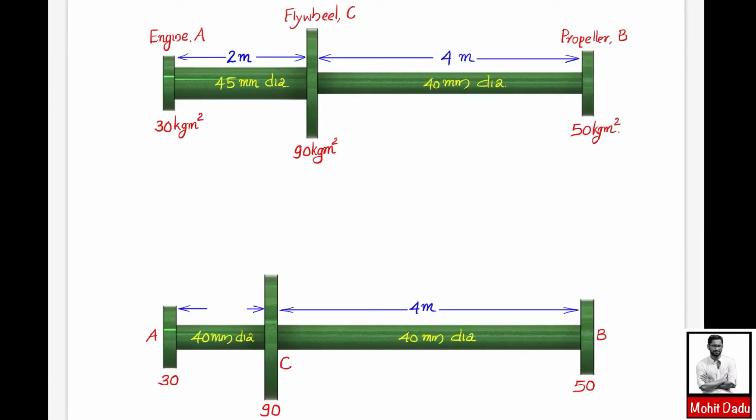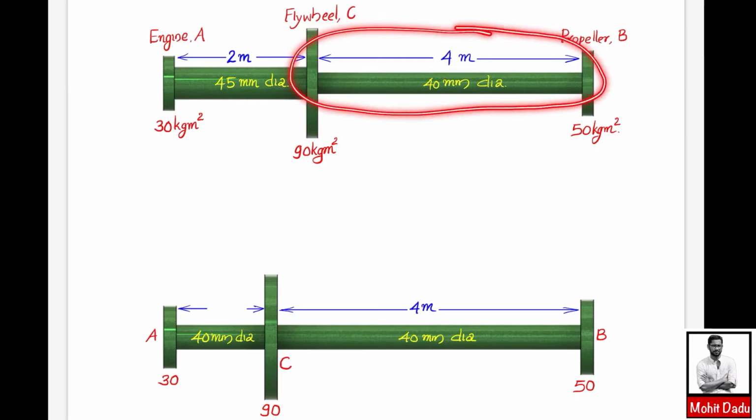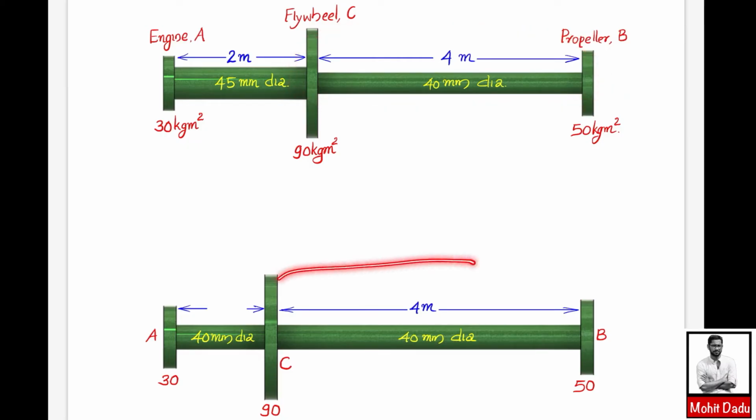In this step we find the torsionally equivalent shaft, maintaining a diameter of 40 mm throughout. The 40 mm diameter part has a total length of 4 meters, so the same is maintained here, 40 mm of 4 meter length. But the 45 mm part has a length of 2 meters, and we are converting this 45 mm diameter into 40 mm diameter, so this length will change from 2 to some other value. You can find this length based on the theta value, which is the same, making it torsionally equivalent, using the condition we derived in the previous videos.